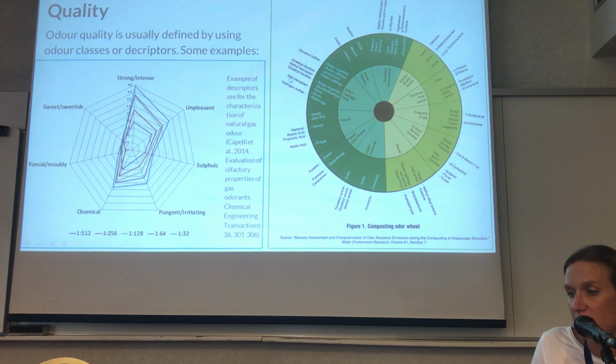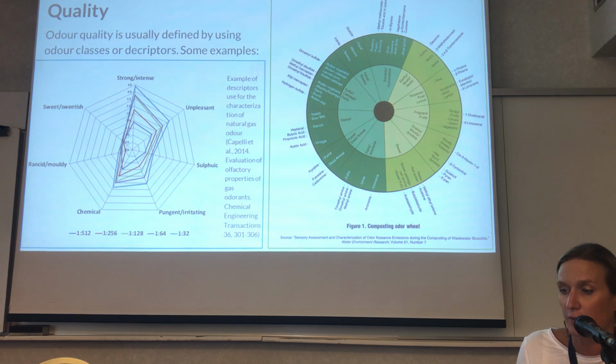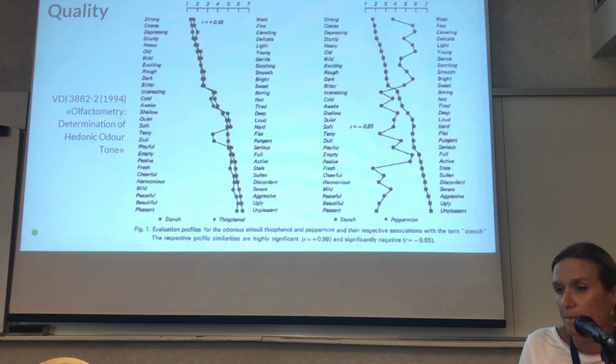Other similar methods are the odor wheels. You can find odor wheels for different types of odors. It comes originally from the food industry, but it has also been applied to environmental odors. This is an example, a proposal of an odor wheel for composting odors. So it's a typical example of environmental odor.